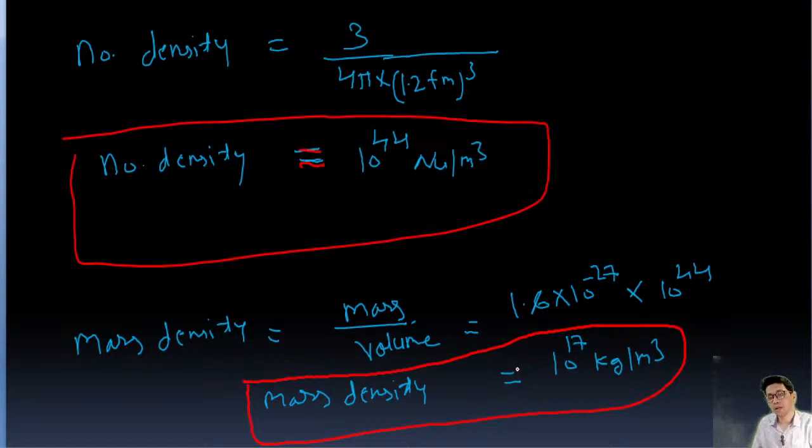That means in 1 meter cube, the mass is 10 to the power 17 kg. So that is the mass density, guys. These two values are important, and mass density is also called nuclear density. I'll solve one question, then it will be clearer to you.